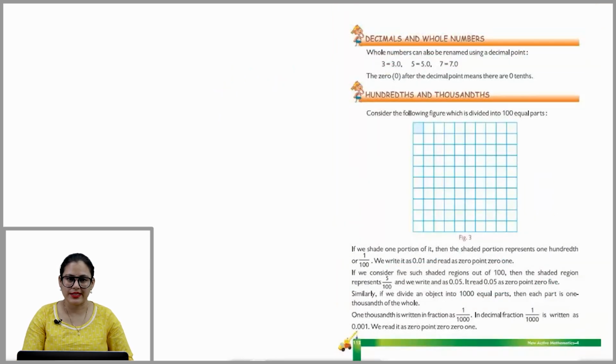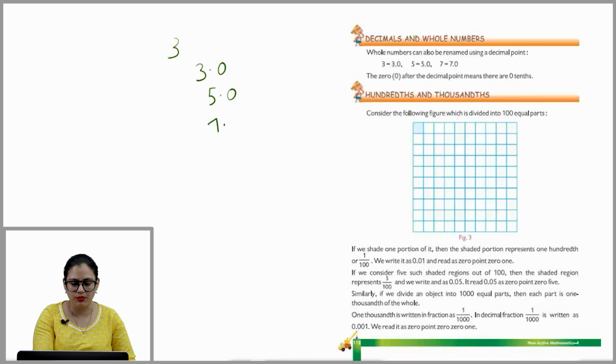Decimals and whole numbers. Whole numbers can also be renamed using a decimal point. Okay, how? 3 can be written as 3.0. 5 can be written as 5.0 and 7 can be written as 7.0. The 0 after the decimal point means there are 0 tenths.